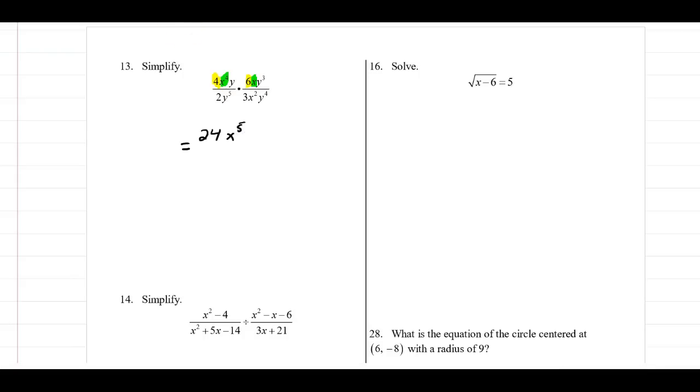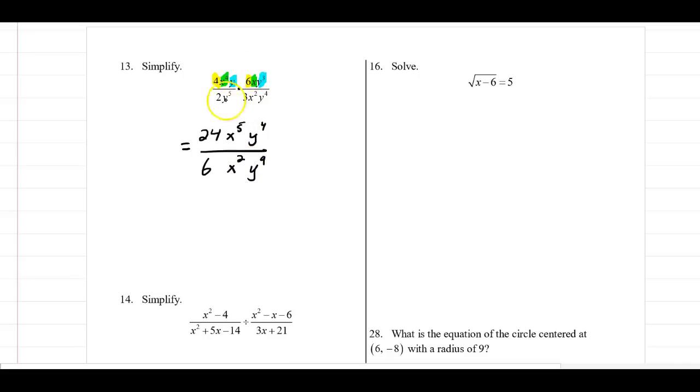And now the y, I have 1 y and 3 y's. So y times y cubed gives me y to the 4th. And I'm going to do the same thing on the bottom now. 2 times 3 gives me 6. There's an x there, so we have x squared. And y to the 5th times y to the 4th gives me y to the 9th.